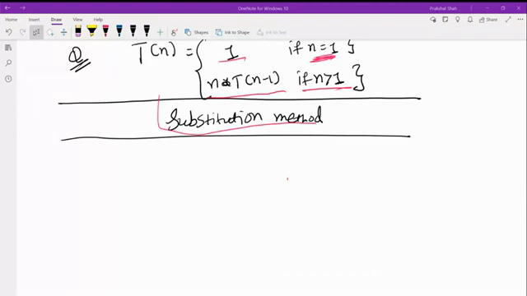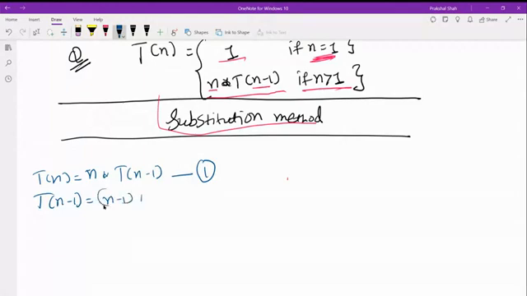For every call, my n is decreased by 1, you know, right? So first of all I'll put T of n minus 1. Let me write it. I have T of n equals n into T of n minus 1. That will be my first equation. In my second equation, I'll put n equals n minus 1, so it will be n minus 1 into T of n minus 2.